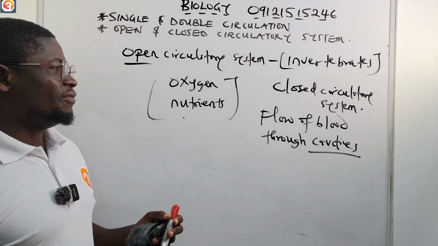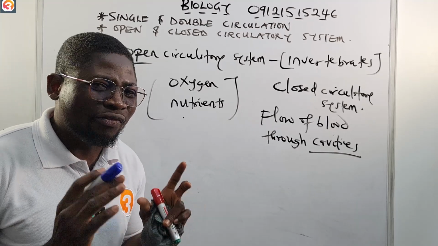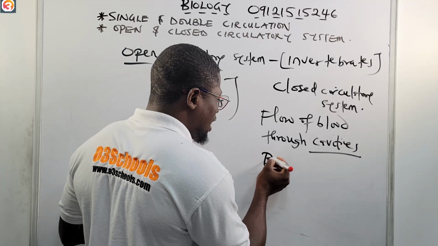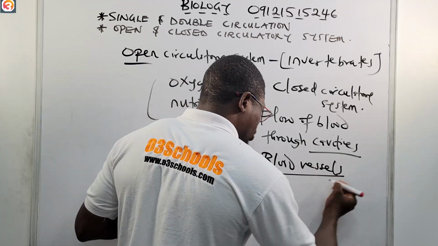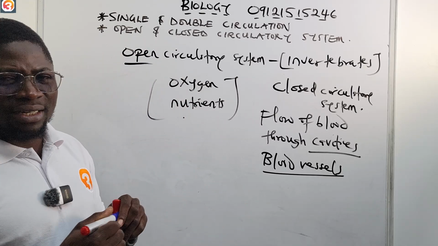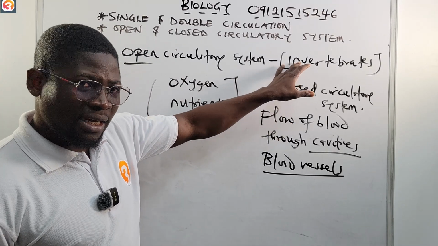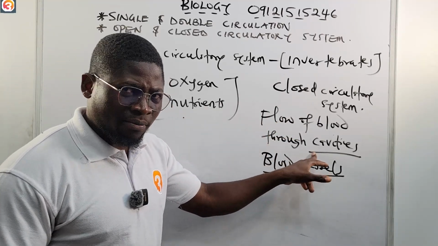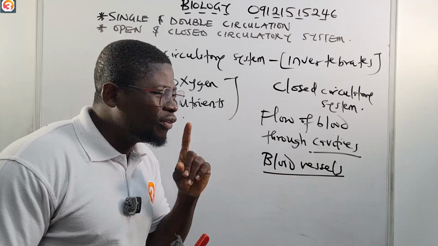Cavities. It involves the flow of blood through cavities because there is an absence of what? Of blood vessels. They do not have what? Blood vessels to conduct the blood. So that is what we call the open circulatory system. In the open circulatory system, we say it is found in invertebrates, and it involves the flow of blood freely through cavities because there are no blood vessels.